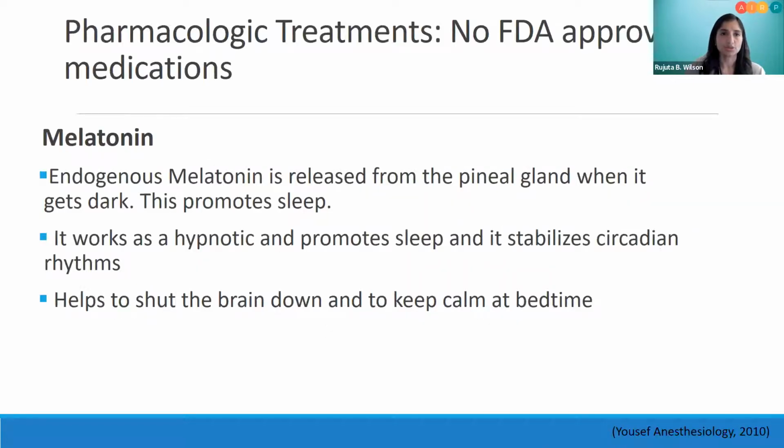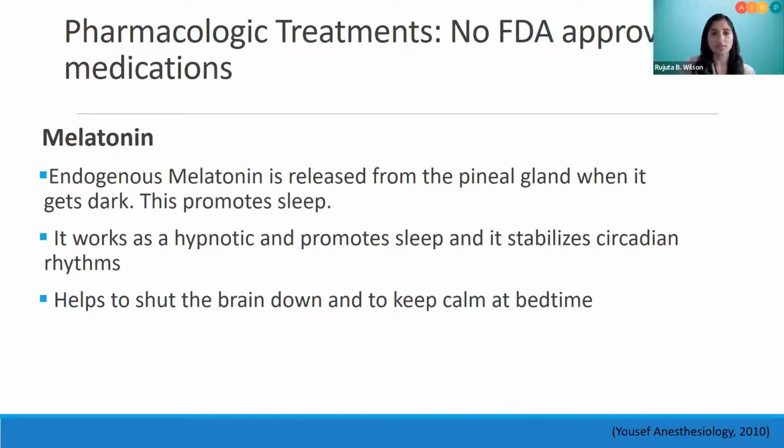So now let's talk about treatments. It's important to know that for pharmacologic treatments, there are essentially no FDA-approved medications for autistic children for primary insomnia. So when we're talking about pharmacologic treatments, we're really talking about off-label uses. I think that's important to know, but I'm also providing here some of the studies that have been shown.